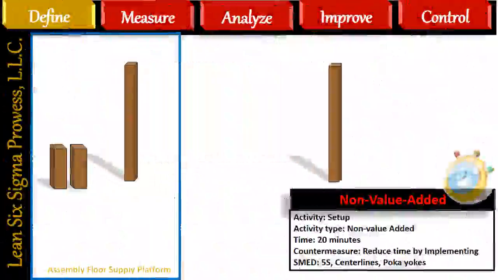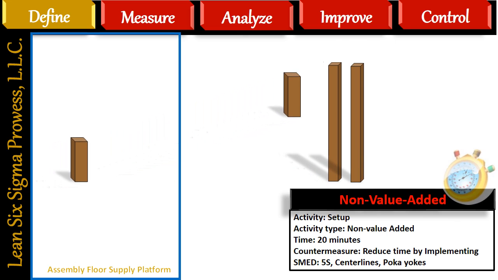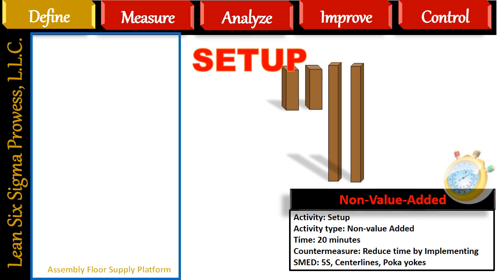Activity type, non-value-added. Time, 20 minutes. Countermeasure, reduce time by implementing single-minute exchange of die, SMED. Setup is a non-value-added activity. It takes time to set up tools, supplies, equipment, etc. After everything is put in its place, it then takes time to get the line up to nominal speed.